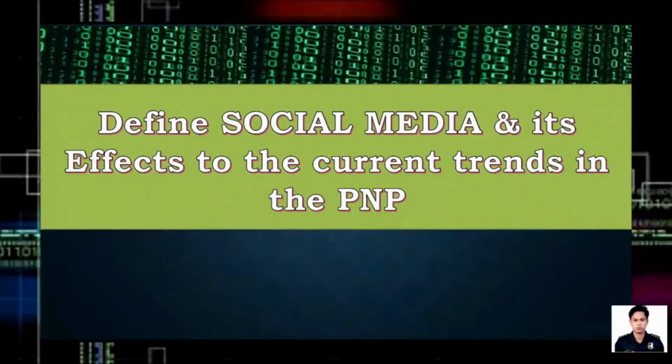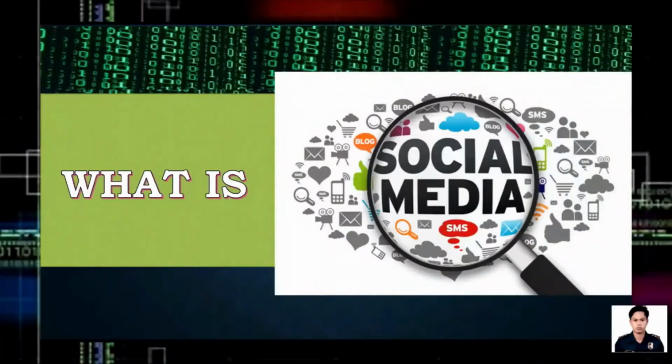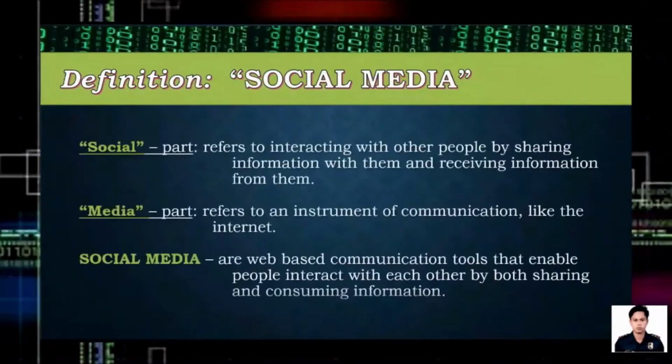Definition of social media and effects to the trends in the PNP. First, we have to define the definition of social media. So what is social media? Social part refers to interacting with other people by sharing information with them and receiving information from them. Media part refers to an instrument of communication like the internet.